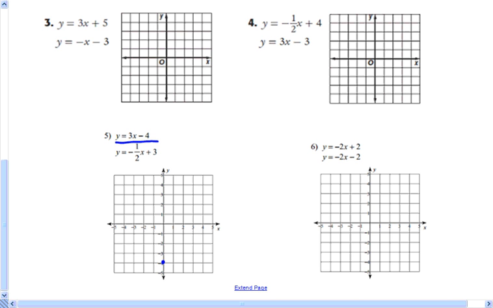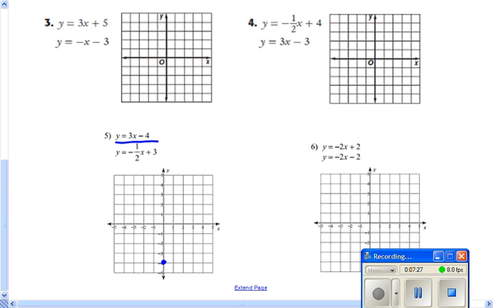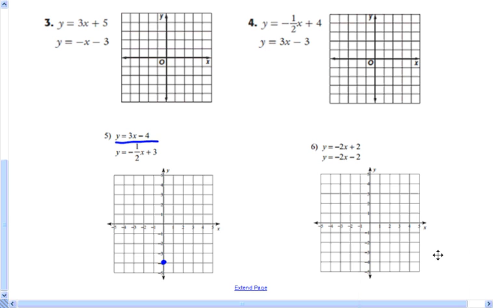So I'm going to put -4 right there on the y-axis. So the y-intercept is -4, the slope is 3. That means every time I go over 1, I go up 3. So there's that line. Go ahead and draw a line through there. That looks like that. And then the other one has a y-intercept of +3 and a slope of -1/2. That means I'm going down 1 for every 2 I go over. That would look like that.